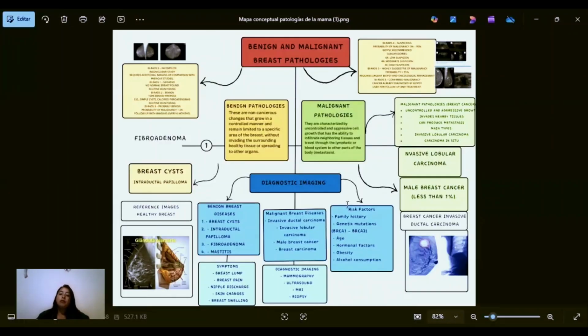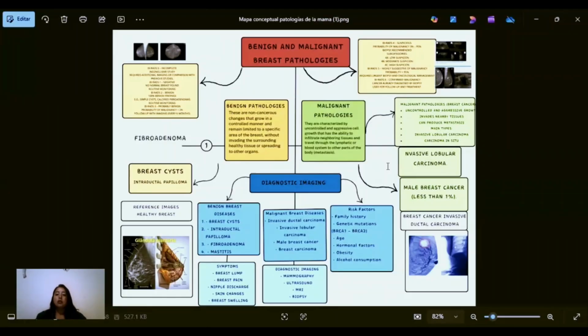BI-RADS 6, known malignancy. Definition: a malignant breast lesion already diagnosed by biopsy, prior to any surgical treatment. Implication: it confirms the diagnosis of breast cancer and is used for monitoring the evolution and response to treatment.